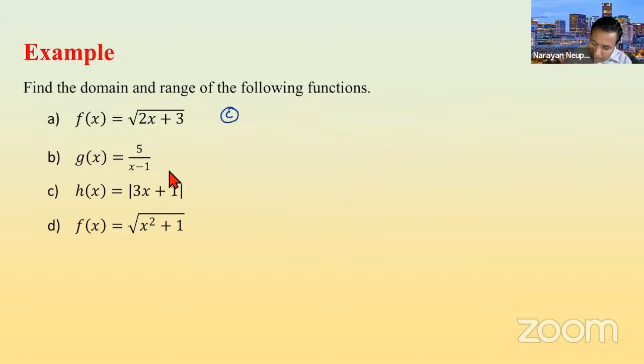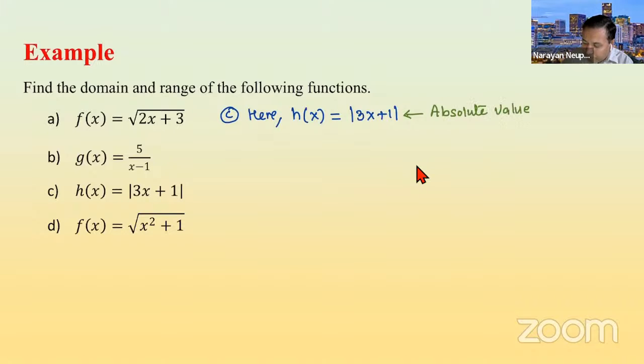If we look at C, we have h of x is equal to absolute value of 3x plus 1. So you can see this function involves the absolute value. That's why this function is called the absolute value function.